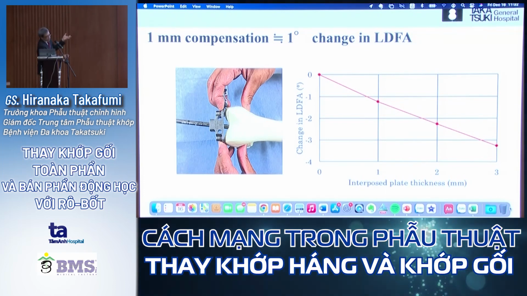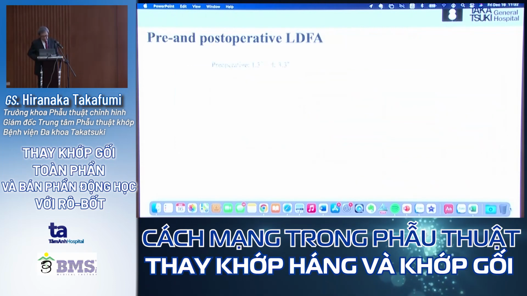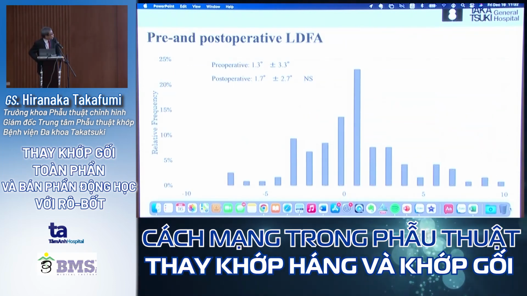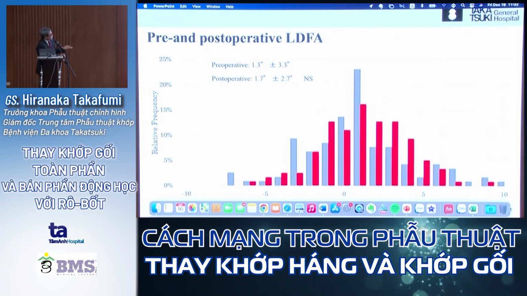That can also be used for the restriction, making the restriction using the caliper without a robot. So this is a problem. Even the LDFA has a very big variation preoperatively. And if we cut naively, with the same thickness, compensating for the 2 millimeters of cartilage loss, the distribution of LDFA is similar postoperatively compared to preoperatively. We should correct the femoral side as well if we do restricted kinematic alignment.